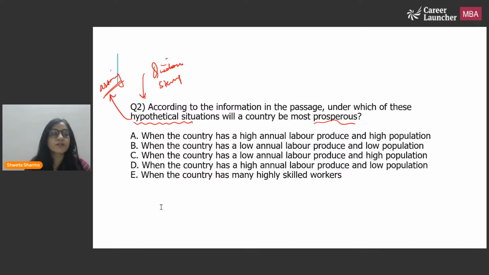All right, let's have a look at the question. According to the information in the passage, under which of the following hypothetical situations will the country be most prosperous, as in doing the best? When the country has a high annual labor produce and high population, annual labor produce is high, but also the population is high. No. Low annual labor produce and low population is okay, but we want high labor, right? So low annual labor produce and high population is rather very contrary. If the population is high and labor being used is less, that's rather very negative. The country will not be so progressive.